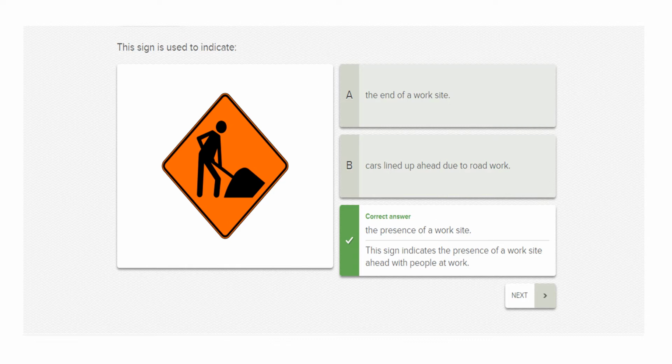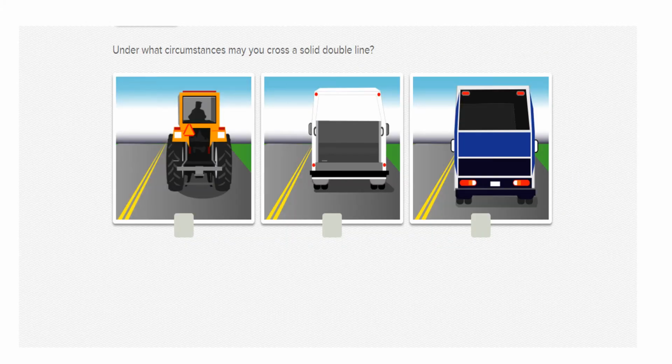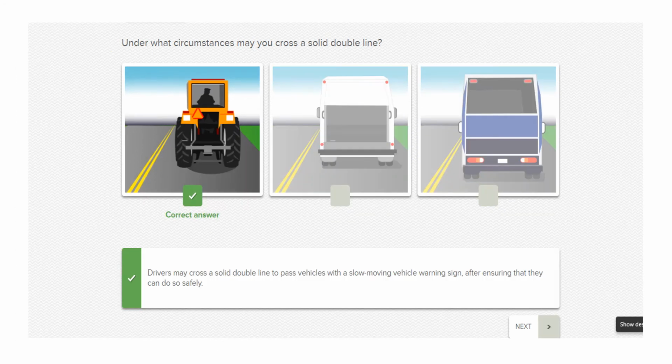For this, our answer is option C, the presence of a work site. This sign indicates the presence of a work site ahead with people at work. We have three pictures and we have to tell under what circumstances you may cross a solid double line. And our correct answer is picture 1. Drivers may cross a solid double line to pass vehicles with a slow moving vehicle warning sign after ensuring that they can do so safely.